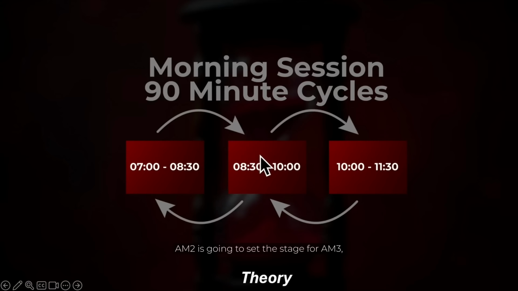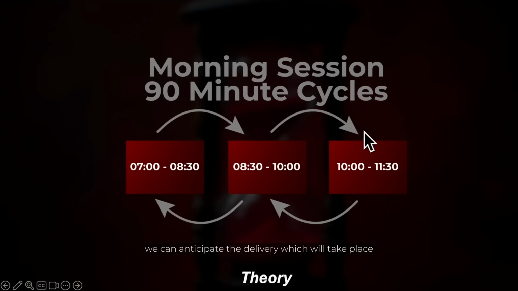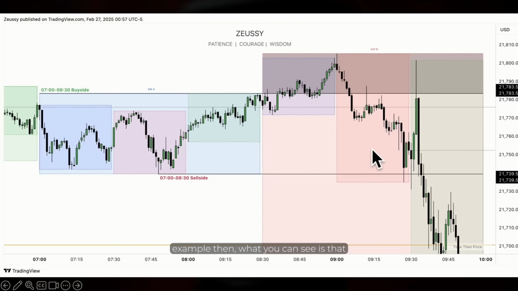AM2 is going to set the stage for AM3, meaning throughout AM3, we can anticipate the delivery which will take place based upon how the previous 90-minute cycle delivered. Throughout AM3, we refer to the high and low of AM2. AM3 lasts from 10 a.m. until 11:30 a.m.